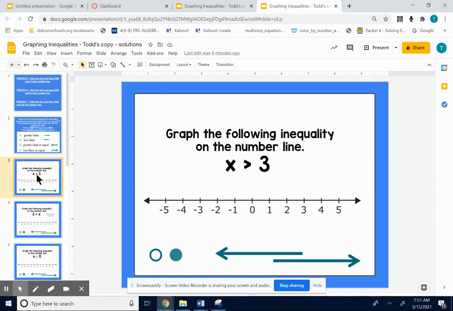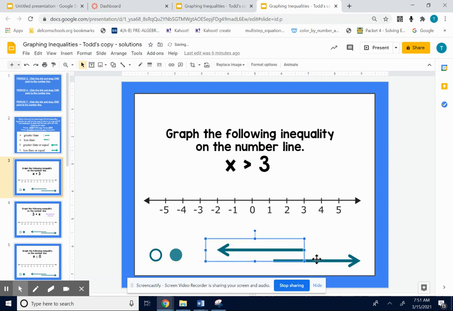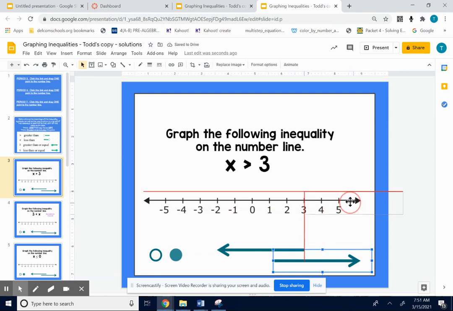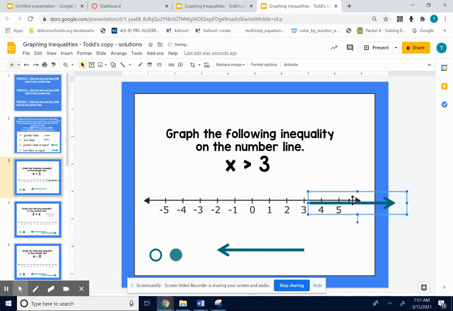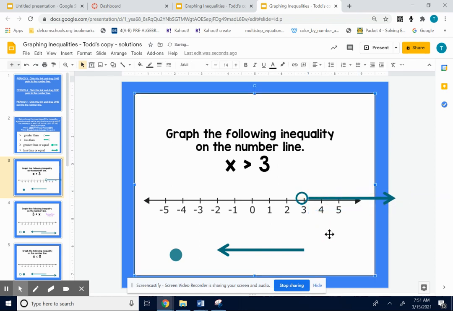Okay, let's just do some. Graph the following inequality: x greater than 3. This means greater than, so I need to show everything to the right of 3 because it needs to be greater. We do not want to include the 3, so we're going to use an open circle. So there's x greater than 3. Let's look at the next one.